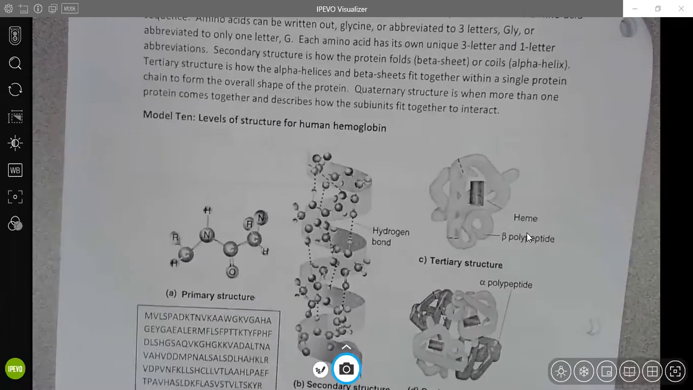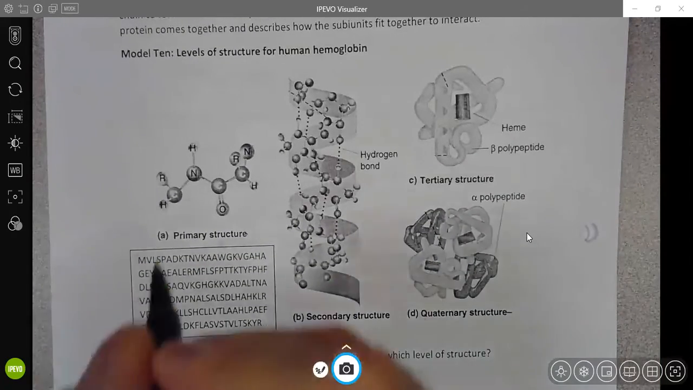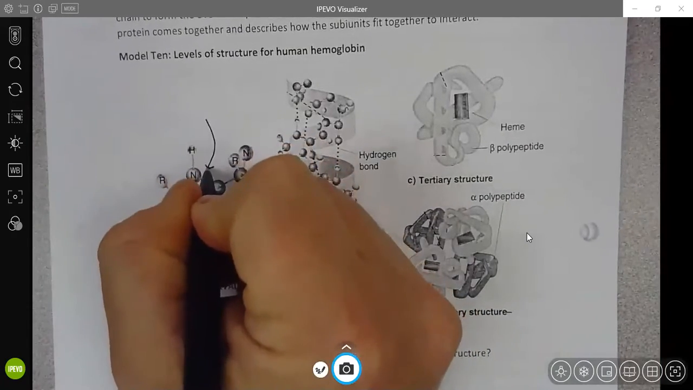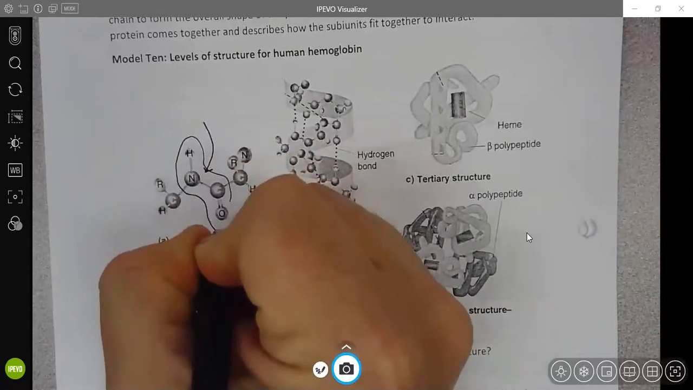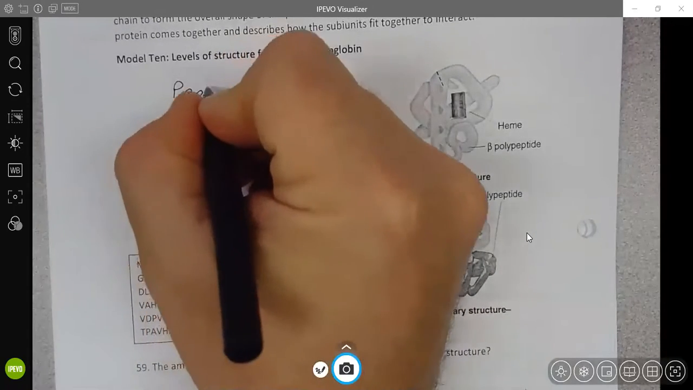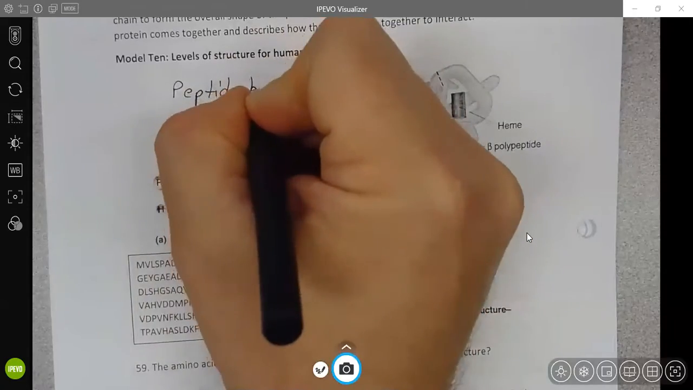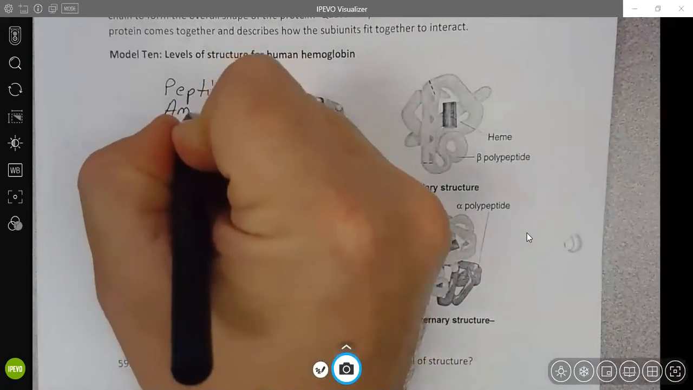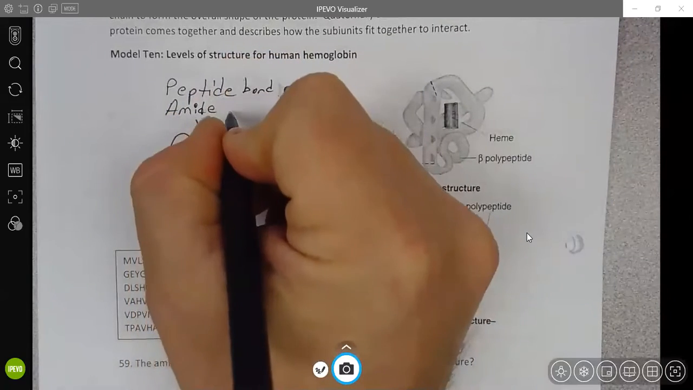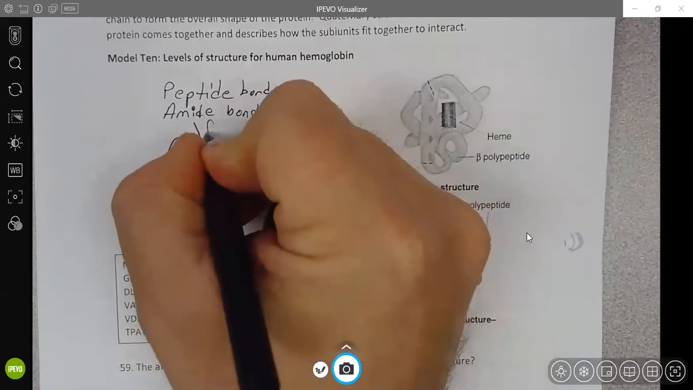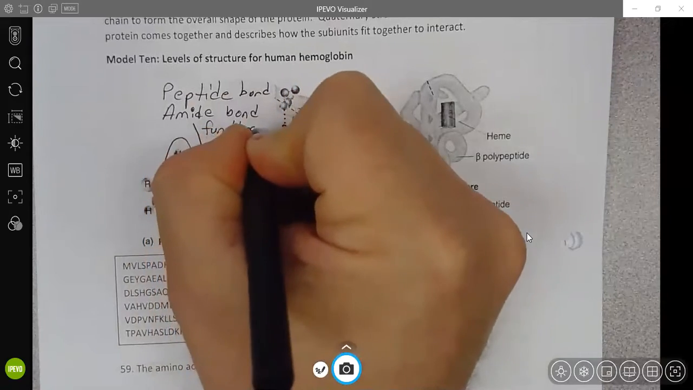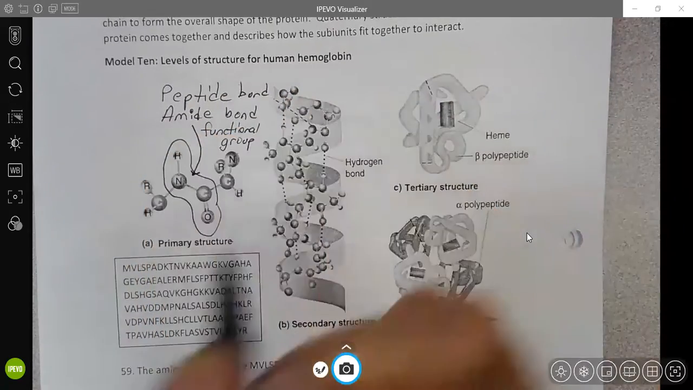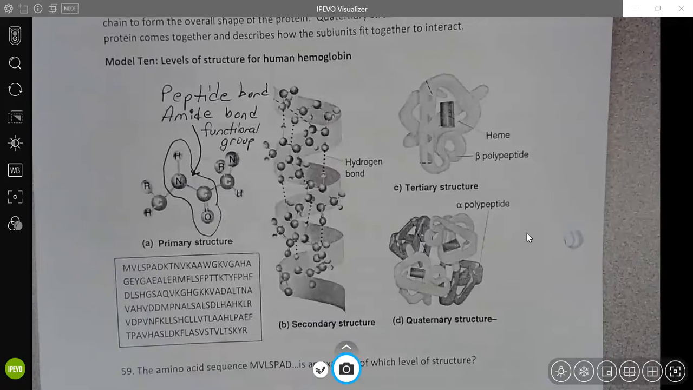So within this primary structure model that we can see, this right here, commonly this section here, is a peptide bond. And in chemistry, we would actually call it an amide functional group or an amide bond. And it is especially strong. In fact, it's these kinds of bonds that hold together the molecules that make Kevlar.